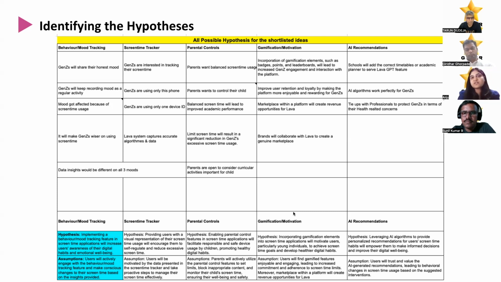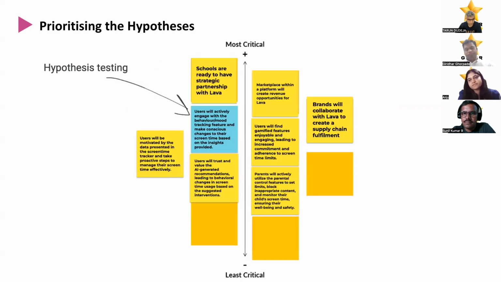So we came across different ideas and shortlisted around 4 to 5, and we came up with all possible hypotheses and assumptions. Now I would request Giridhar to take it forward.